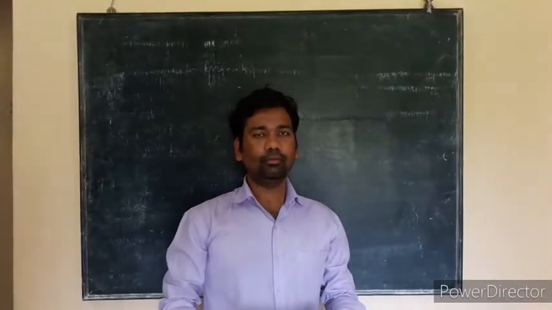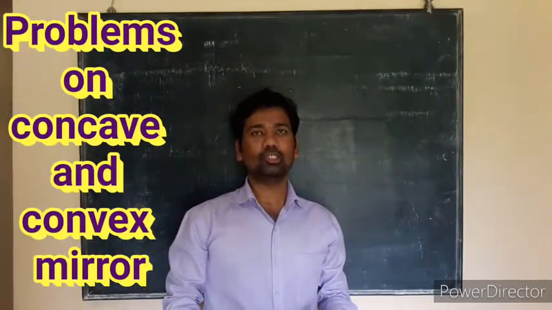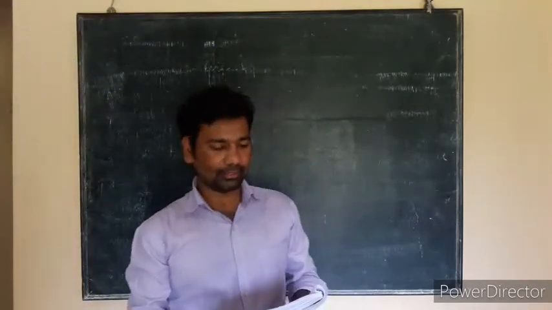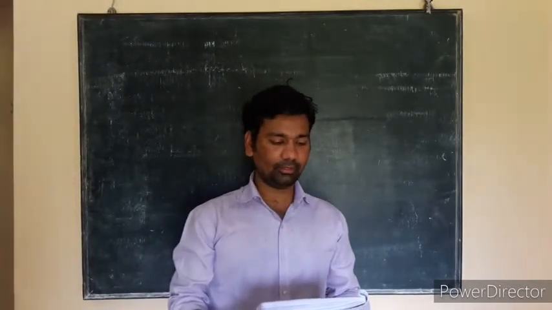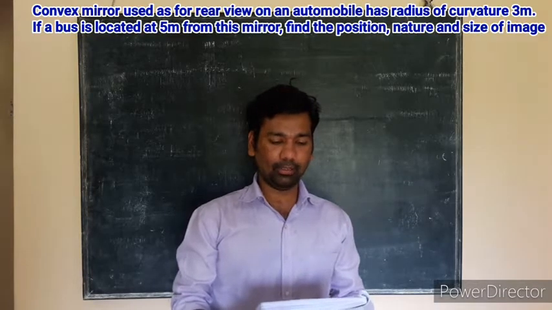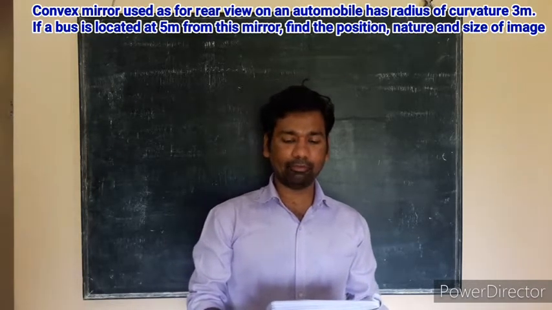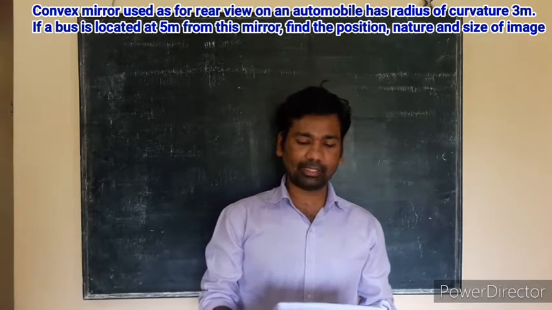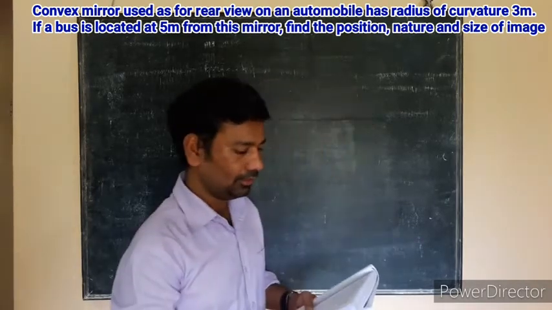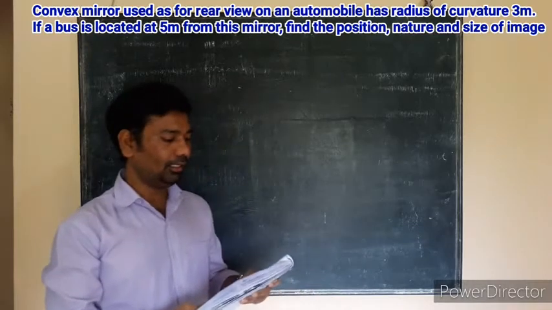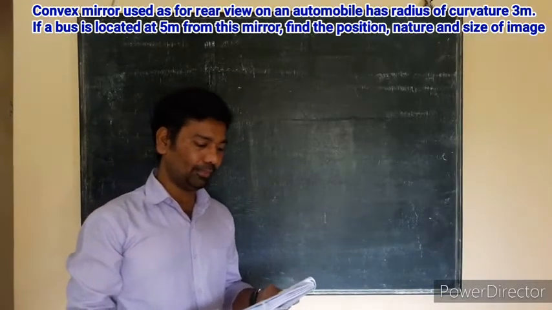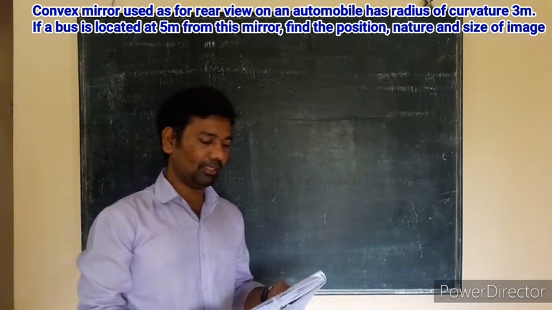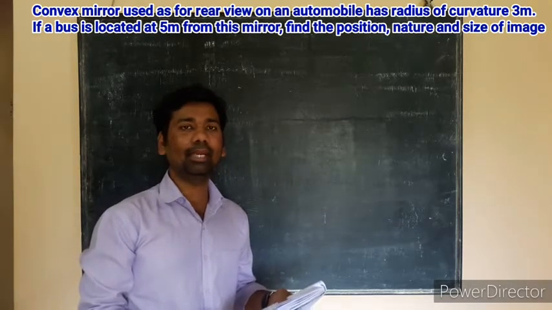Okay. Now we will check some problems related to concave and convex mirrors. The question they have asked in the exam also: a convex mirror used as a rear view on an automobile has a radius of curvature of 3 meter. If a bus is located at 5 meter from this mirror, find the position, nature and size of the image.